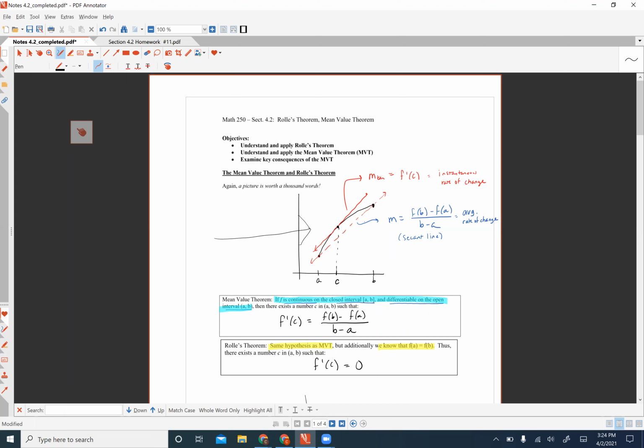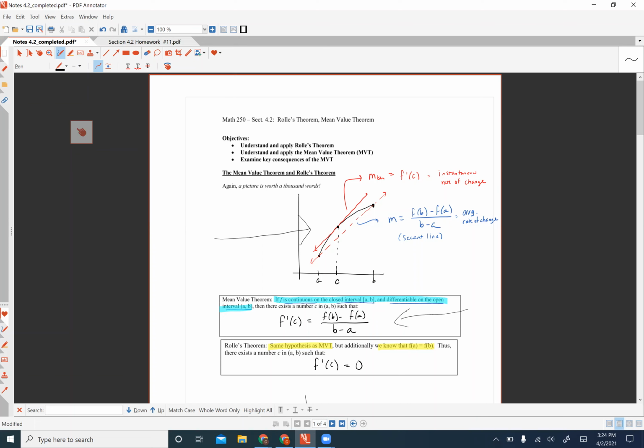So let me just start again. You have this secant line connecting the endpoints A and B. What the mean value theorem says is there's some point C in between A and B such that the tangent line at C is parallel to the secant line connecting A and B. So f of B minus f of A divided by B minus A is the average rate of change. And at some point in between A and B, the instantaneous rate of change is equal to the average rate of change from A to B. This is the famous mean value theorem.